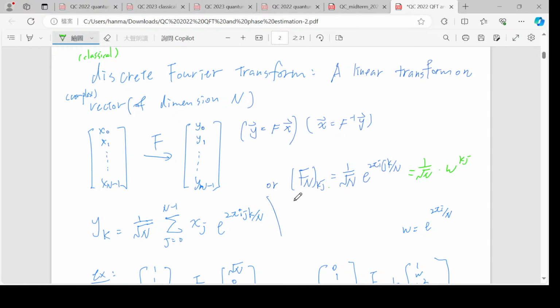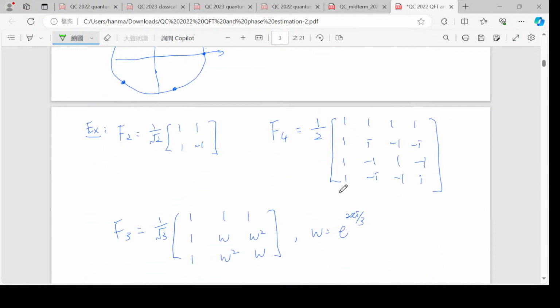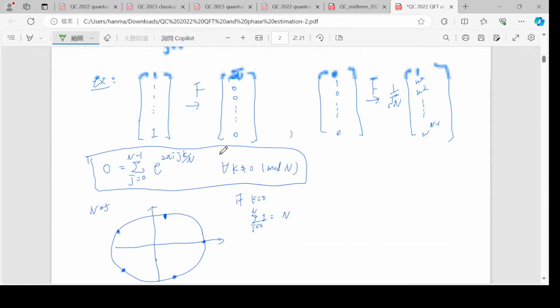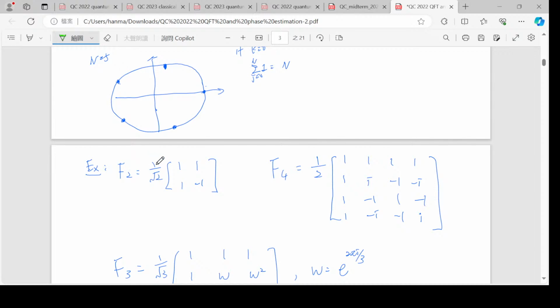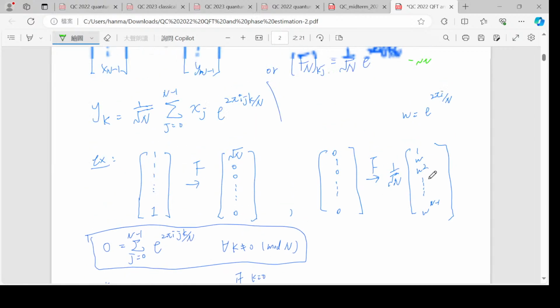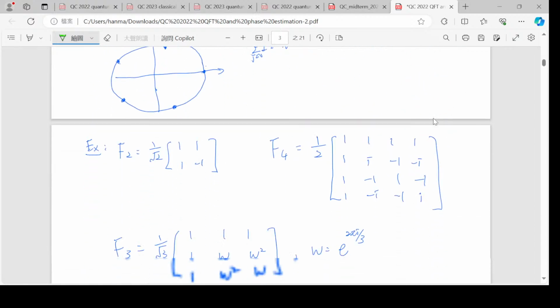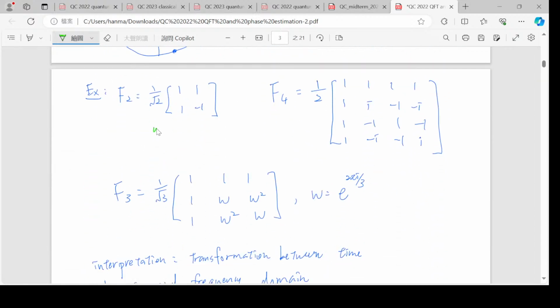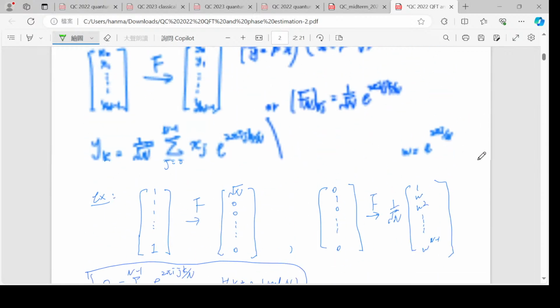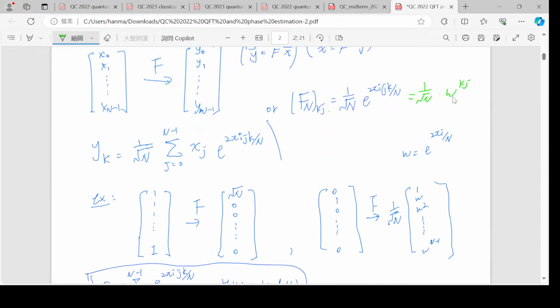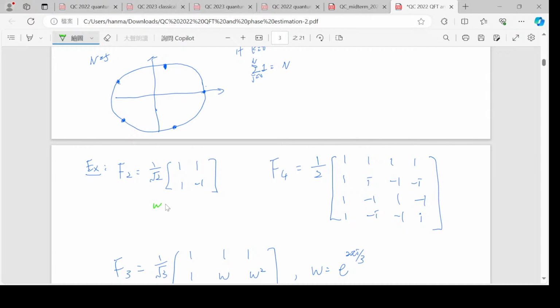Okay. And so for some example of F up here, so F2. Okay, so n equal to 2. So 1 over square root 2. And okay, omega here, we have e to the 2 pi i divided by 2. So I should say omega sub n, okay, because omega also depends on n. Okay. Omega sub n. And omega sub 2 here is minus 1.